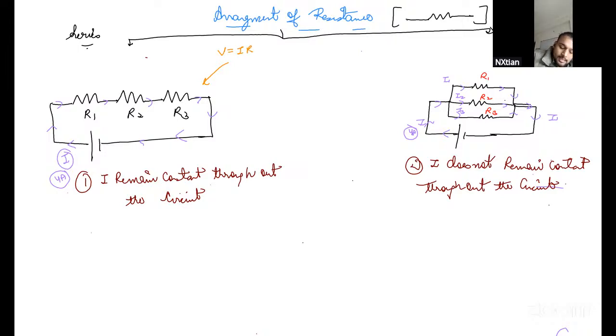Now I is constant. I is constant means the I won't change in series. I told you, whatever the I is going in R1, the same I will go in R2, the same I will go in R3. Yes, because there is no different pathway. If I is not changing and if R is changing, then what will change?